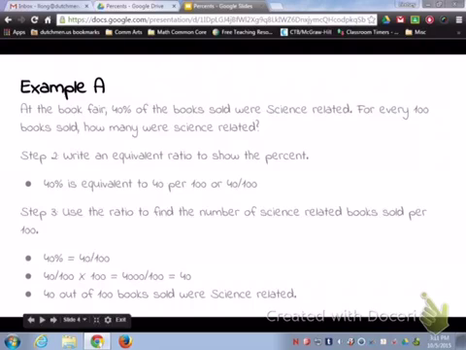Step 2, we're going to write an equivalent ratio to show the percent. So 40% is equivalent to 40 per 100, like we showed in the diagram. So it would also be 40 over 100. Step 3, we're going to use the ratio, the fraction, to find the number of science-related books sold per 100. So we know 40% is the same thing as 40 100ths. So we would multiply that by 100 for our percent. 4,000 over 100, we would divide to simplify, and we get 40. 40 out of 100 books sold were science-related.